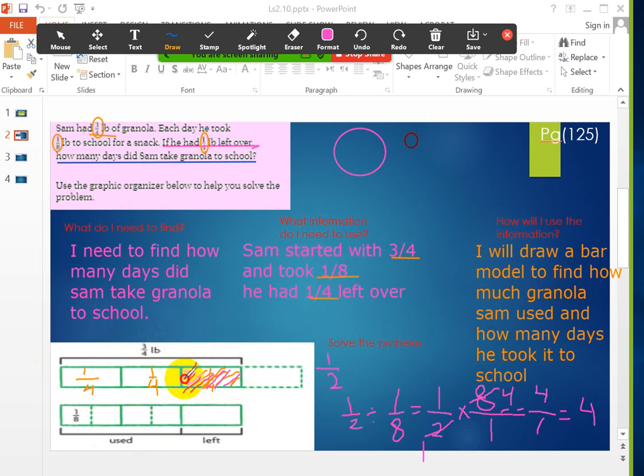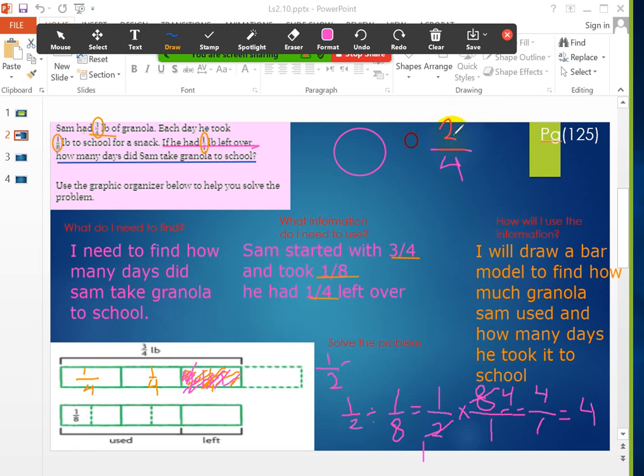So how much granola did he use? This is the amount that he used: 1 over 4, and 1 over 4 equals what? Equals 1 over 2. Because 1 over 4 plus 1 over 4, I will write it here for you. 1 over 4 plus 1 over 4 equals what? Equals 2 over 4, right?